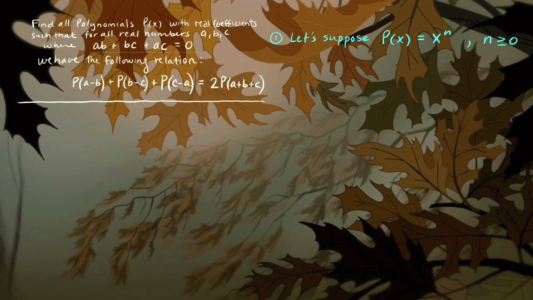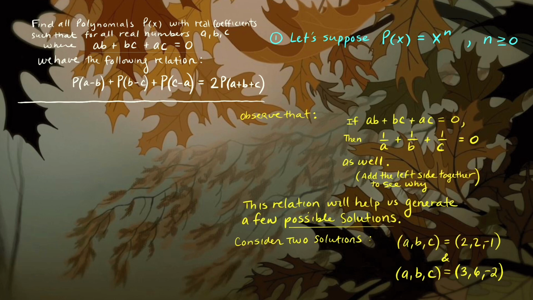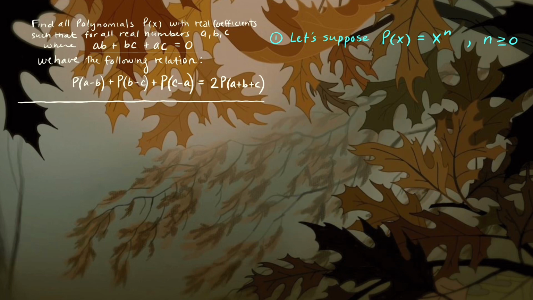So now, observe that if ab plus bc plus ac equals 0, then that also means that if I wrote down the fractions 1 over a plus 1 over b plus 1 over c, that too would have to equal 0. And you can check this for yourself. So from that relation, it helps us generate a few solutions for a, b, and c, namely 2, 2, negative 1, or 3, 6, negative 2. Now with a few solutions found, and you can verify that they are solutions, we can play around with that to see what sort of values this polynomial might give us.